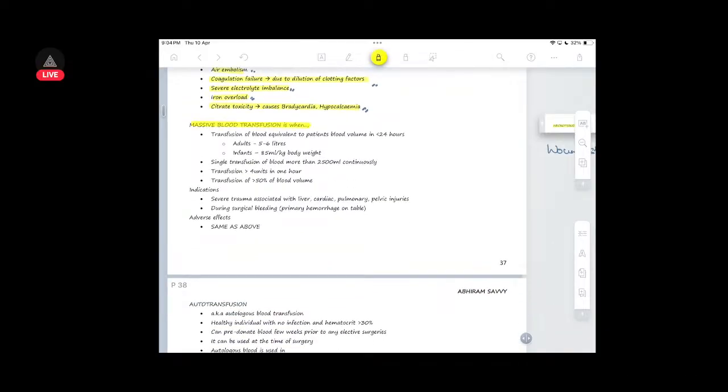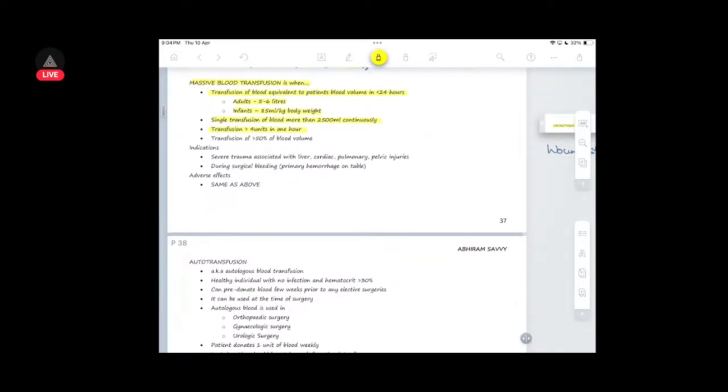Then you have massive blood transfusion. It is when transfusion equivalent to blood volume loss is given in less than 24 hours. In adults, if it is more than 5 to 6 liters, and in infants, if it's 85 ml per kg body weight. If it's more than that, then it is massive blood transfusion. A single transfusion of more than 2.5 liters given continuously, transfusion of more than 4 units in 1 hour, and transfusion of more than 50% of the blood volume. If it is done, it is massive blood transfusion.